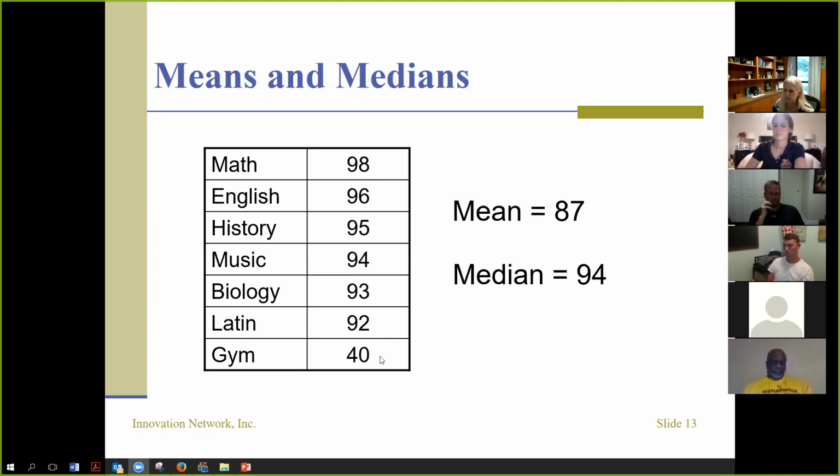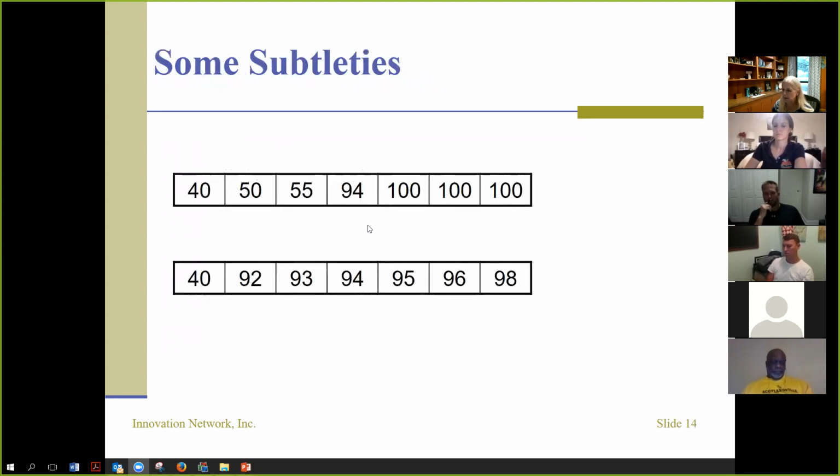Mean is just, you simply would add these together, divide by, what did I say, 7, and you get your average, or median, okay? So this, again, is just showing you some distributions or ranges. So you have a range of 40 to 100 in this case, 40 to 98. So in this case, your median would be, you've got 40, 50, 55, then 100, 100, 100. So your median is 94.